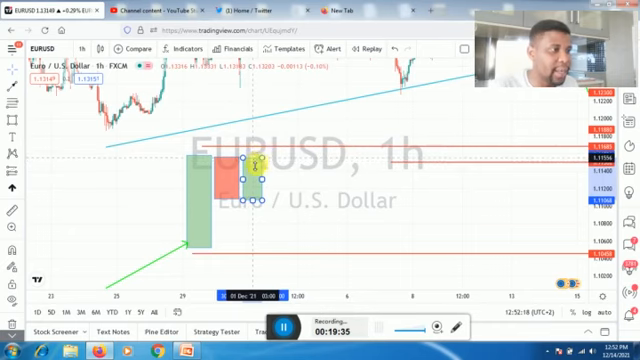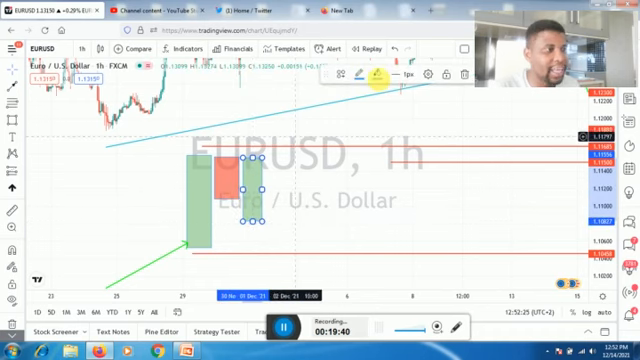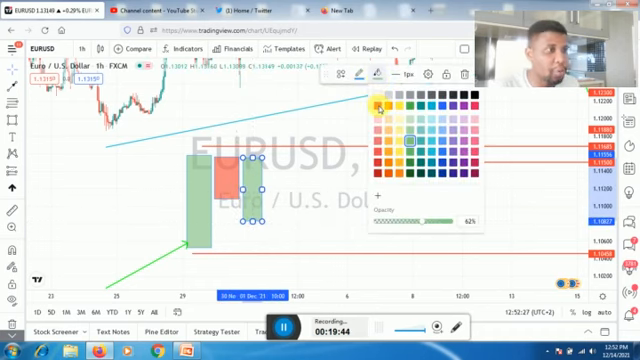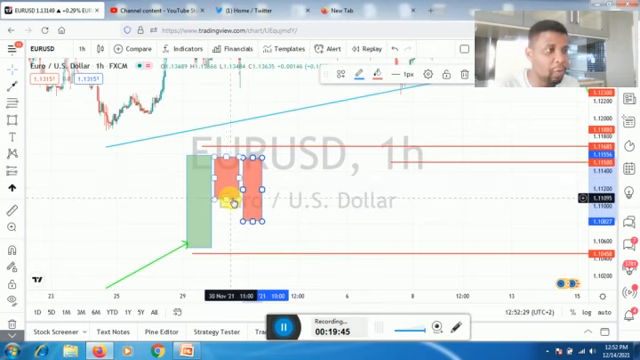Inside the bar, but then the next candle comes and it makes a new low from the inside bar.